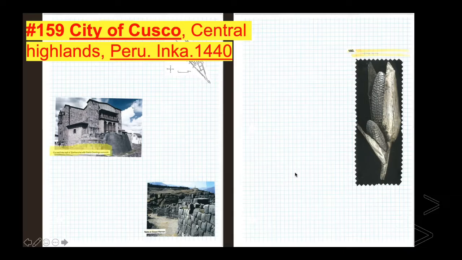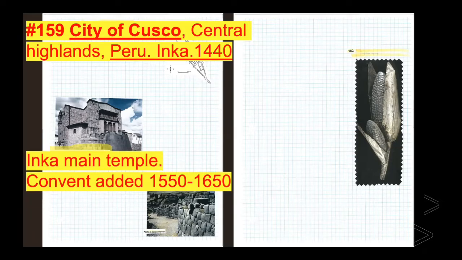So the first thing we're going to identify is the curved Inca wall of Coricancha with Santo Domingo Convent. What I want you guys to write down on the side is that this is the Inca main temple. And then, when they are taken over by the Spanish, they bring with them their religion. So then a convent is added. That's the Santo Domingo Convent. In 1550 is when the construction for the convent is added, till 1650.